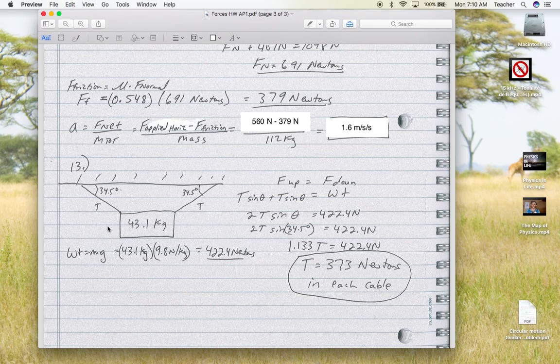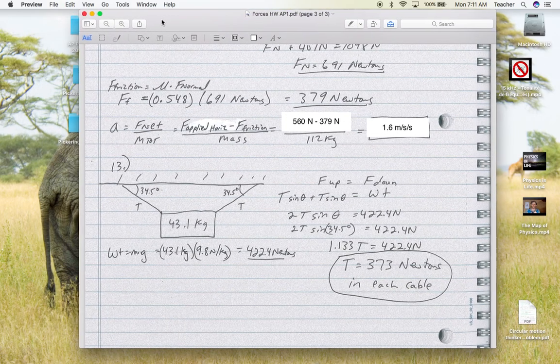If this angle changes, the tension will change. A more vertical angle will cause less tension in each cable. A more horizontal angle will cause more tension in each cable. So glad I caught that mistake, and hopefully there's no others. If so, we'll go over them in class.